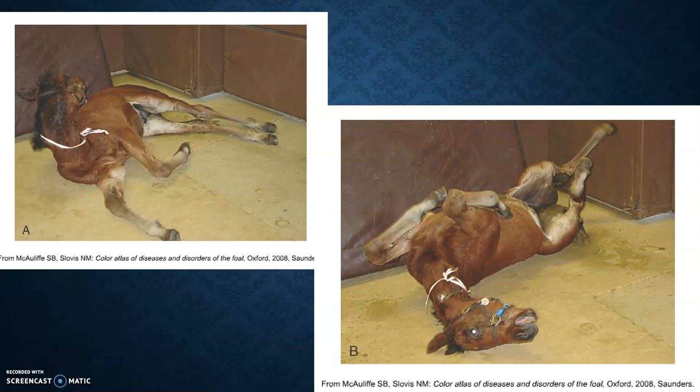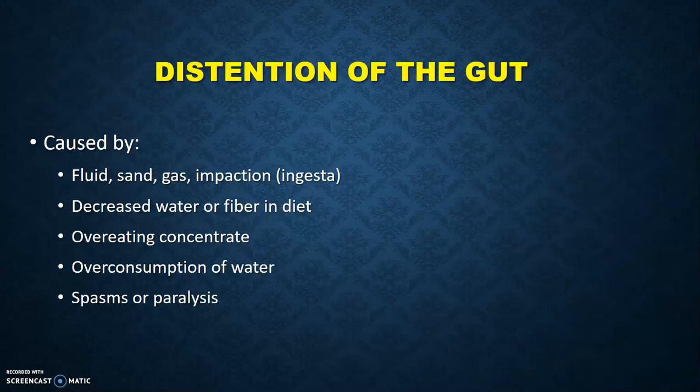So here's a foal who looks like he's rolling around, pretty uncomfortable. A very common cause of colic in foals, especially in newborns, is meconium impactions. They don't pass that first manure and things start to get backed up. Foals will roll out and they'll actually even lie on their back with their feet in the air like a dog, FYI. So what is distension of the gut?